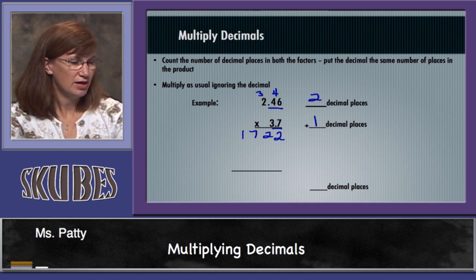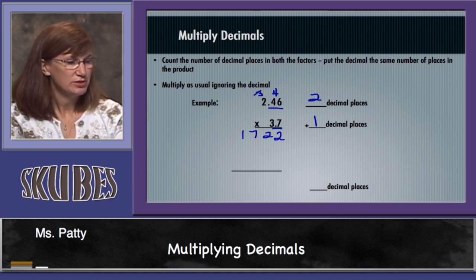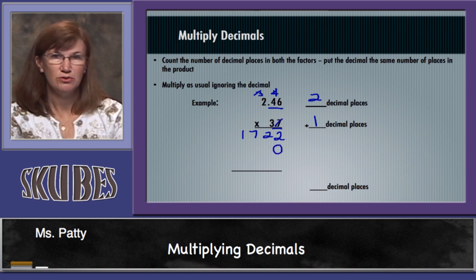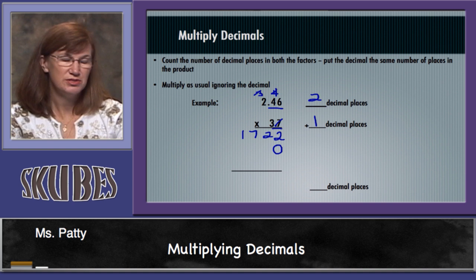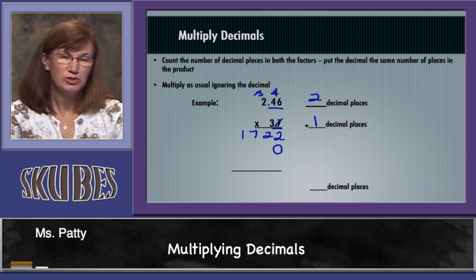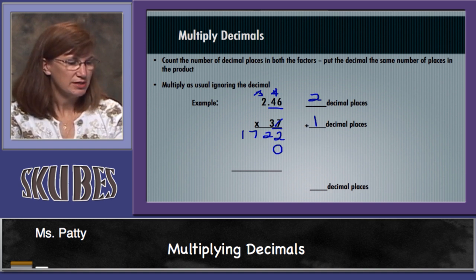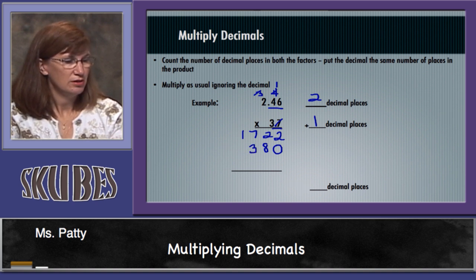Keep my numbers in all of their columns. Now I'm going to cross these off. We're done with our 7. I'm going to put a 0 in the ones house, and we're going to proceed with our second digit in our multiplier. 3 times 6 is 18. We'll write down our 8. We'll carry our 1. 3 times 4 is 12, plus 1 is 13. 3 times 2 is 6, plus 1 is 7.